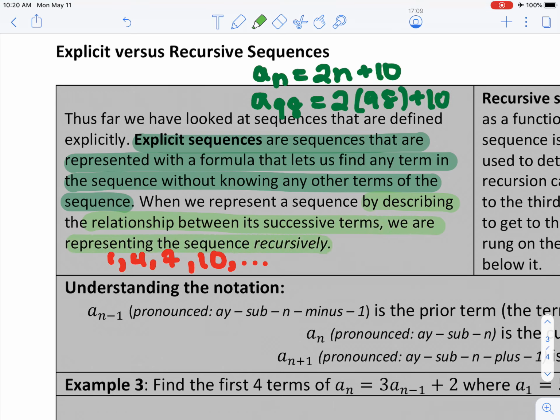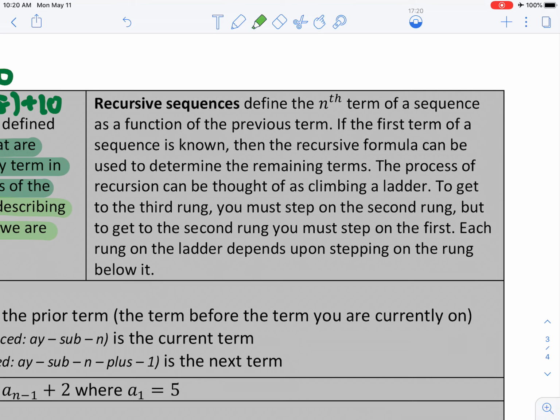If I need to know about previous terms to figure out my current term, I'm looking at something recursively. So recursive sequences define the nth term of a sequence as a function of the previous term. If the first term of the sequence is known, then the recursive formula can be used to determine the remaining terms. So it's something along the lines of I start at 1 and then I add 3. I get 4 and then I add 3.